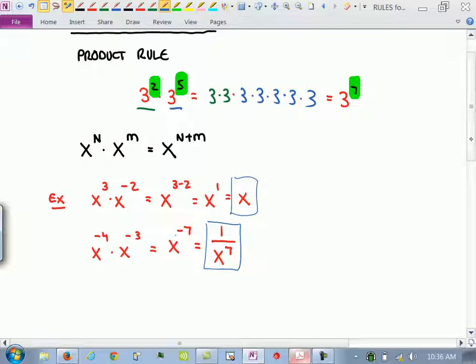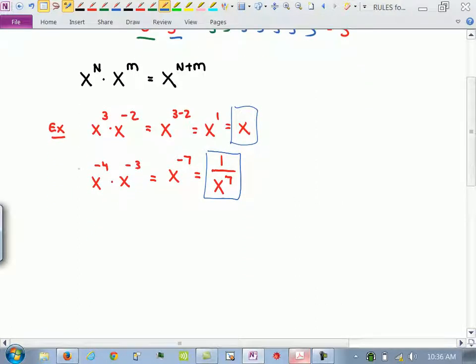Okay, how about this? How about 5 to the negative 2 times 5 to the 4th? 5 to the 2nd. Because you're adding them together, right? Negative 2 plus 4 is 2. And what's 5 to the 2nd? 25.